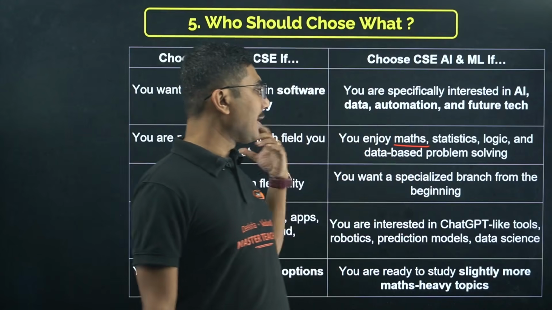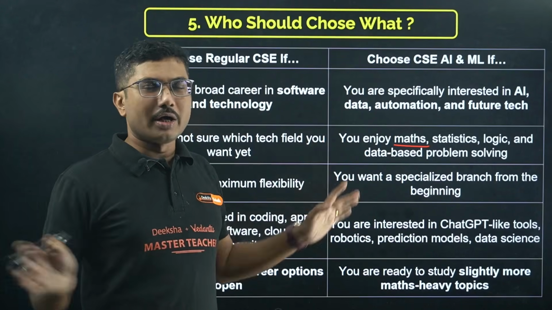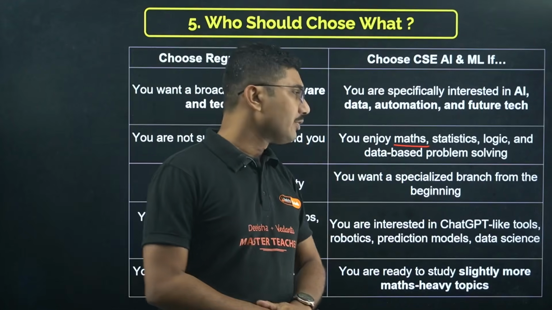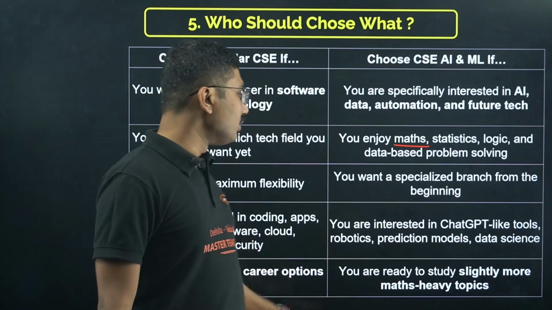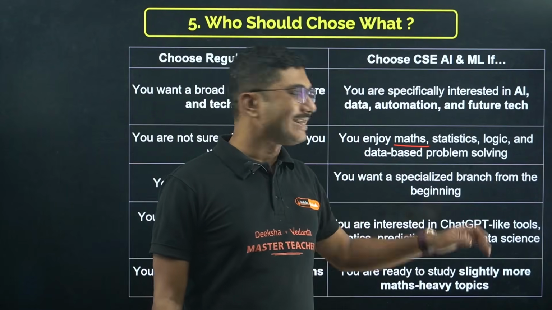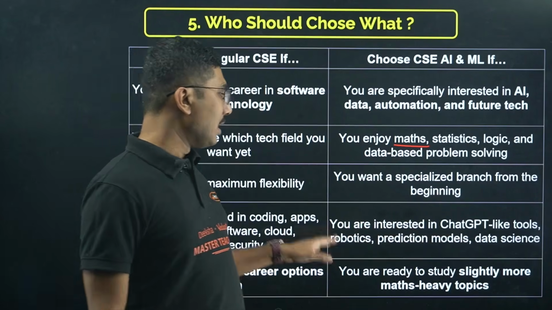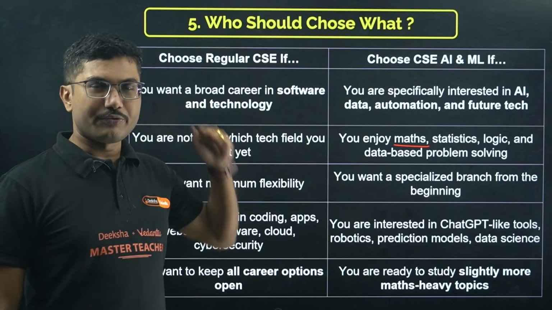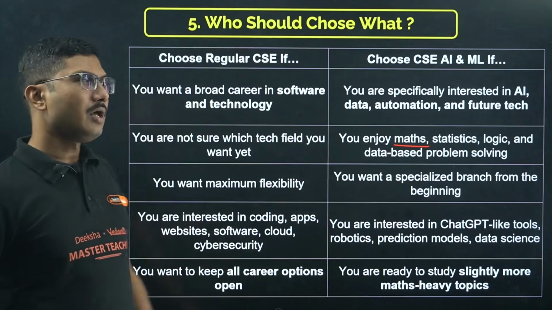Okay, you want a specialized branch from the beginning, so you don't want to be distracted, you want a fixed branch from the beginning, then you should choose AIML. You are interested in ChatGPT like tools, robotics, prediction models, data science, then you should choose CSE AIML. You are ready to study slightly more mathematics heavy topics, so if you love mathematics and if you have a chance, you should choose AIML course.